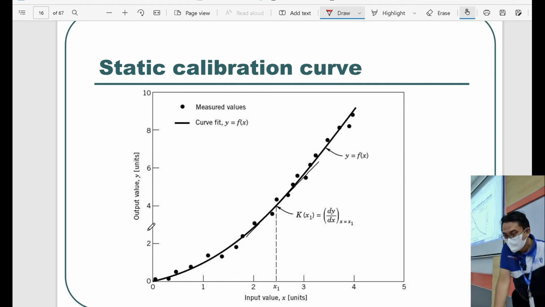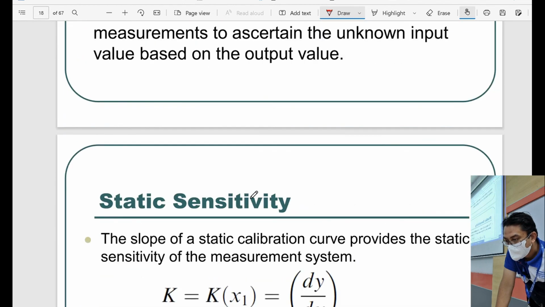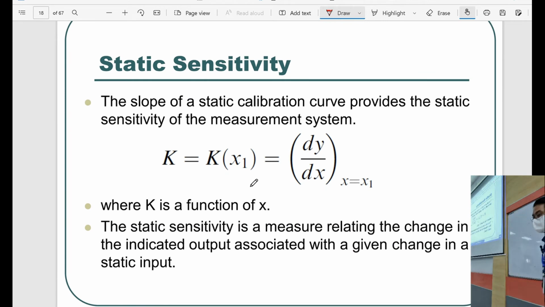Sorry, I forgot the term. Static sensitivity. Static sensitivity, K. It is always dy/dx of the curve. If the curve is logarithmic, you have to find dy/dx for the curve. If it's linear, it's easy. Linear, y equals mx plus c, then m becomes the static sensitivity. If it is quadratic, you have to do the dy/dx derivation.